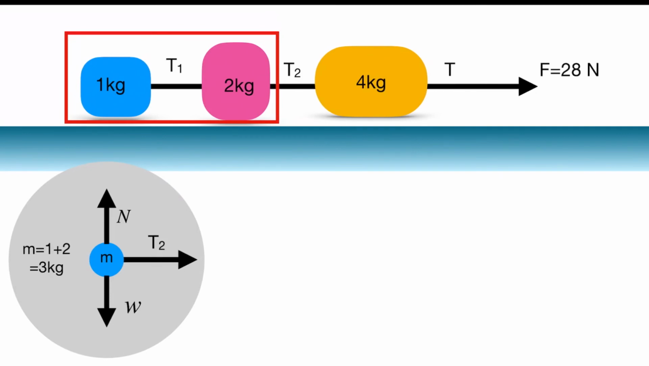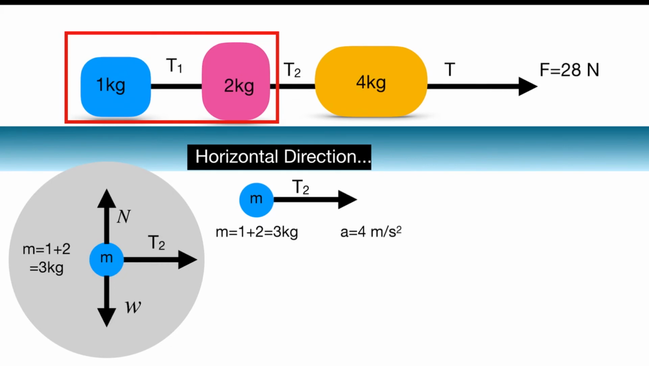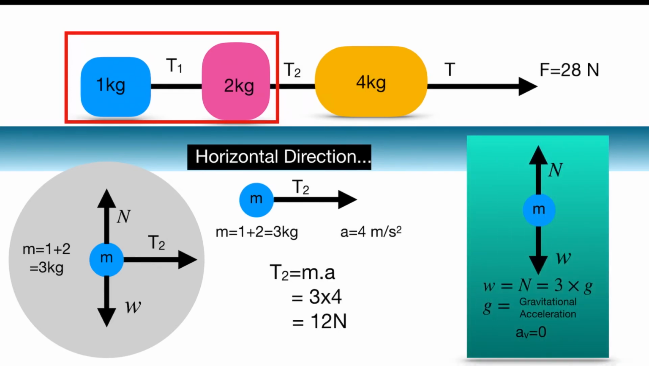Now let's check where our system of interest covers only 2 blocks, the block of 1 kg and 2 kg. In horizontal direction, the mass of the system is 3 kg, which is pulled by a tension force of T2, and the acceleration of this system is the same as the complete system, 4 meter per second square. So we can find the tension T2 using Newton's second law of motion. Here it is 12 Newton. What about the vertical forces? The vertical forces are balanced and there is no motion in vertical direction.